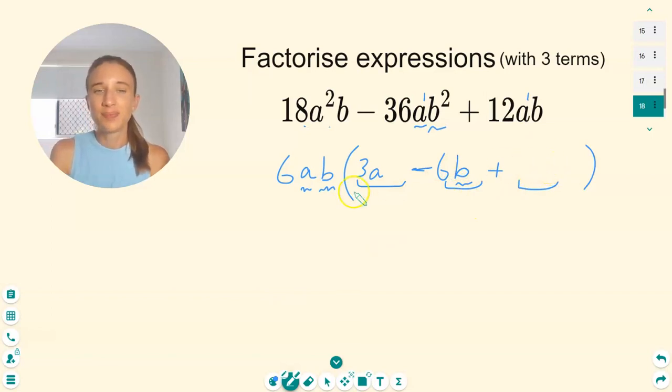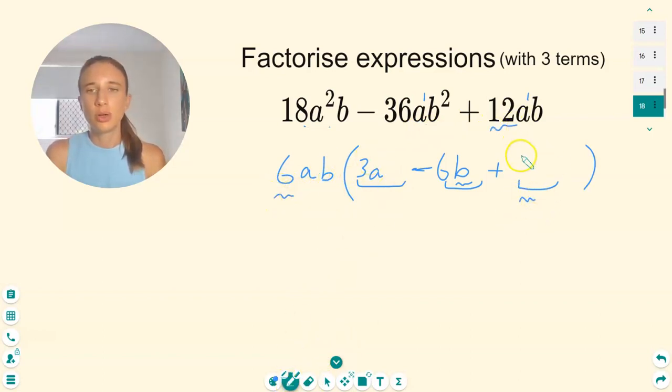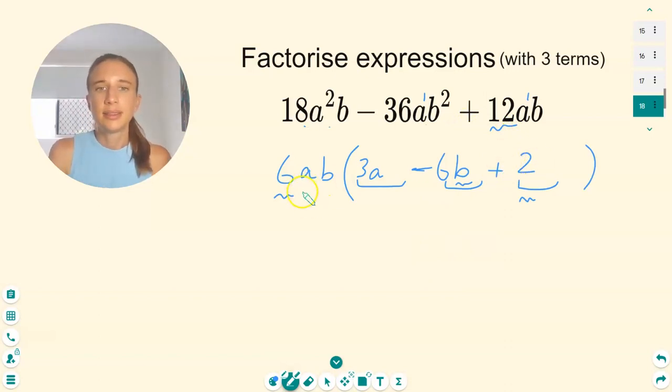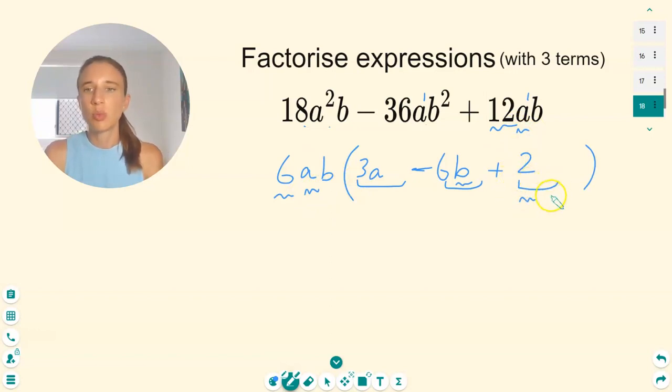Final bit. Okay. 6 times what gives me 12? 6 times 2 gives me 12. And we've got a positive number, so we're all good. Put a plus sign. A times what gives me A? Well, just A times 1. Don't have to write anything. B times what gives me B? Well, just 1 as well, so don't have to write anything.